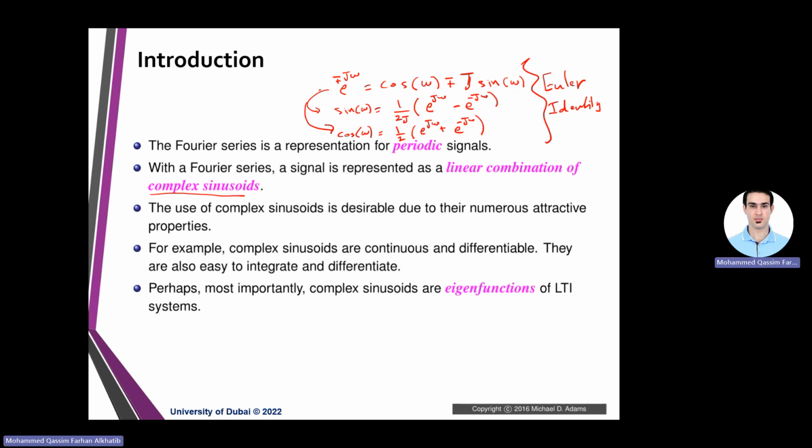So the use of complex sinusoids is desirable due to their numerous attractive properties. They are periodic, they go all over the time or the wavelength or frequency. They are continuous, differentiable, all these kinds of properties are there. For example, complex sinusoids are continuous and differentiable. They are also easy to integrate and differentiate. Perhaps most important, complex sinusoids are eigenfunctions of LTI systems. Let's not worry about eigenfunctions for now. It's beyond the scope of the course.